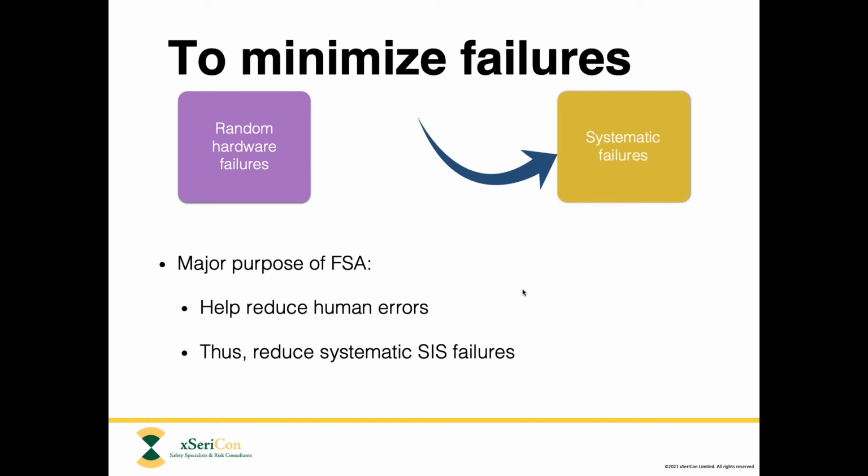Now, functional safety assessment is targeted at systematic failures. So it's one of the techniques that we have available to detect when human errors may have occurred and to try to catch them before those human errors lead to a failure of the safety instrumented system.